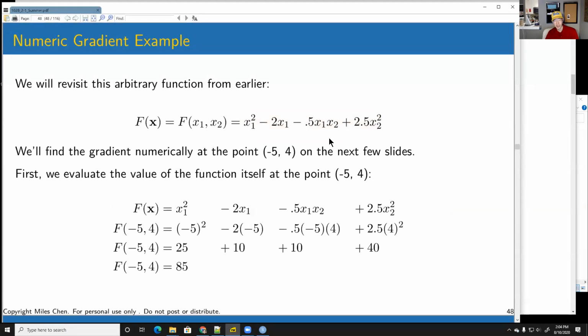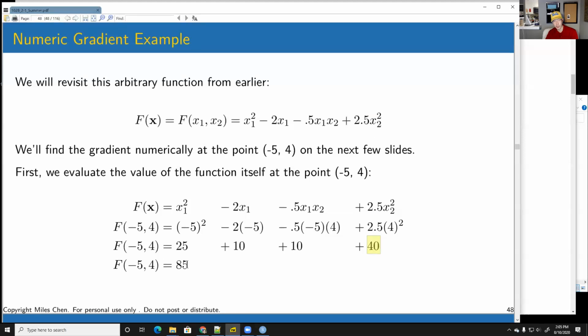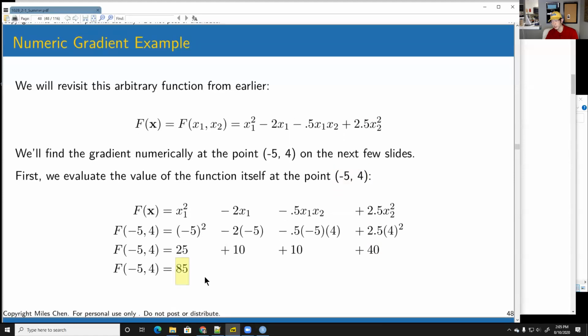So just the function that we had earlier was this function. And so we're going to estimate the gradient numerically on the next slide here. All right, so let's start at location -5, 4. If I plug -5, 4 into this function: -5 squared is 25, minus 2 times -5, which is plus 10, minus 0.5 times -5 times 4, which gives me plus 10 as well, plus 2.5 times 4 squared, which would give me plus 40. And the function at this location is 85.